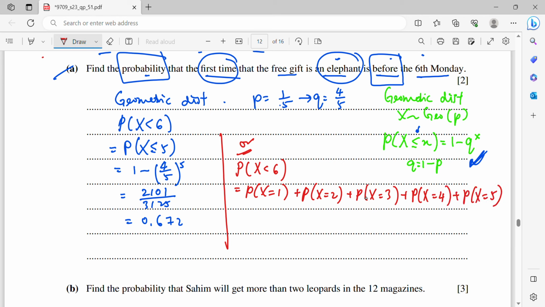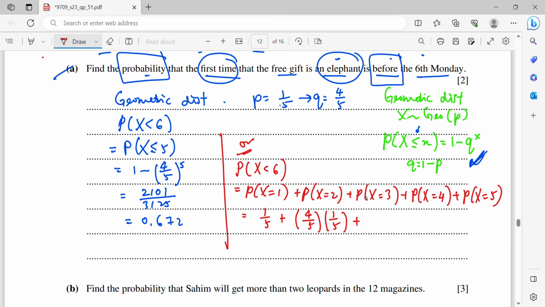Okay, all these are P(X) less than 6. Now P(X) equals 1 means that on the first Monday, he already obtained the elephant as the free gift. That means success, 1 over 5. When P(X) equals 2, it means that on the second Monday, only then does he get the elephant. That means the first Monday he didn't get it, so the probability is 4 over 5, meaning he obtained another model. Then the second Monday he got it.